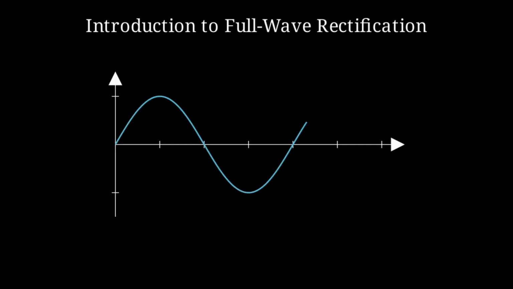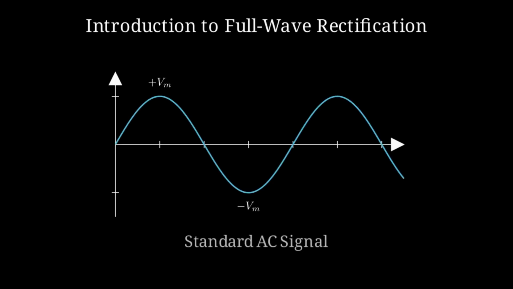Alternating current naturally oscillates between positive and negative values. To convert this into a usable DC-like signal for electronics, we use full-wave rectification, which flips the negative half cycles to positive ones. Let's explore how we calculate the average value of this new waveform.